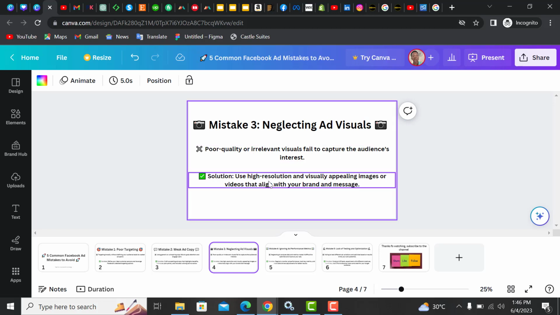So what is the solution? Use high resolution and visually appealing images or videos that align with your brand and your message.